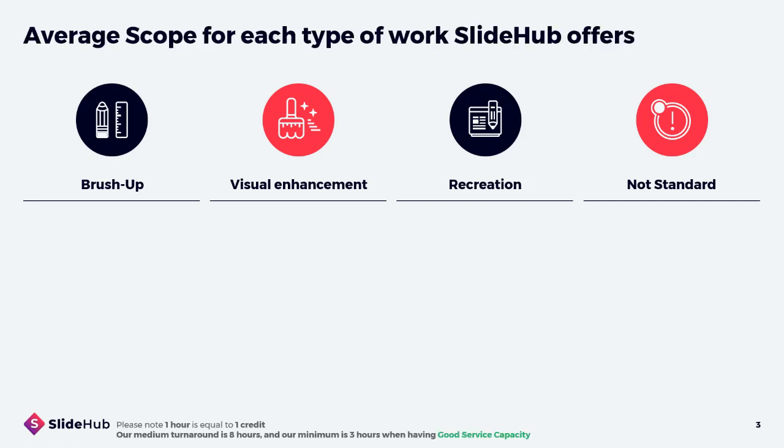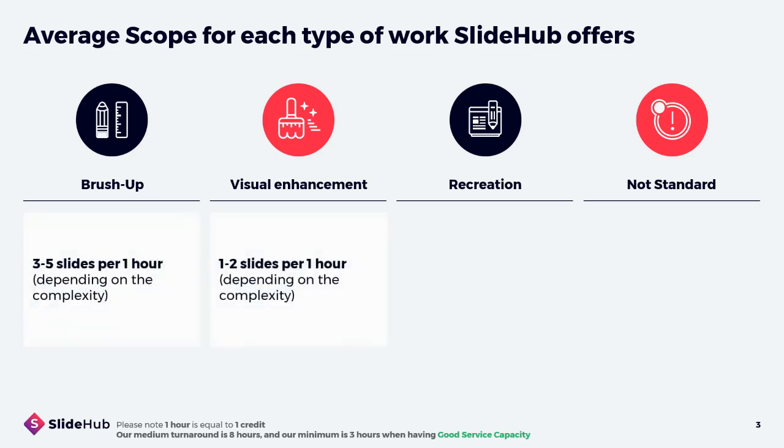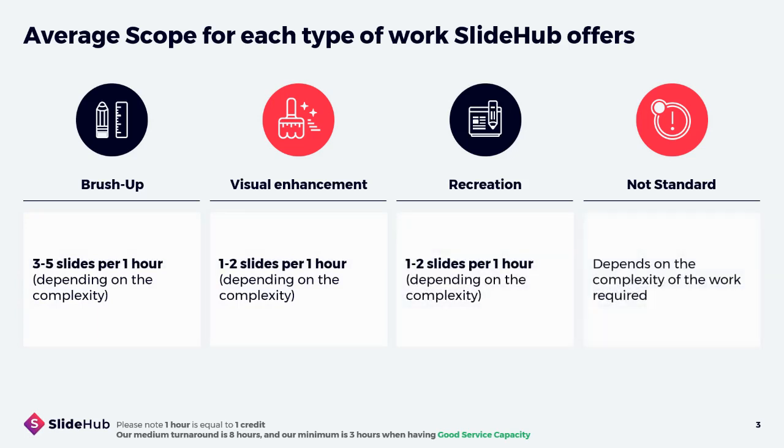Now let's consider the average scope for each type of work that SlideHub offers. For brush-up, we have 3 to 5 slides per 1 hour. For visual enhancement, we have 1 to 2 slides per 1 hour. For recreation, we have 1 to 2 slides per 1 hour. And for non-standard tasks, it fully depends on the complexity of the work required.